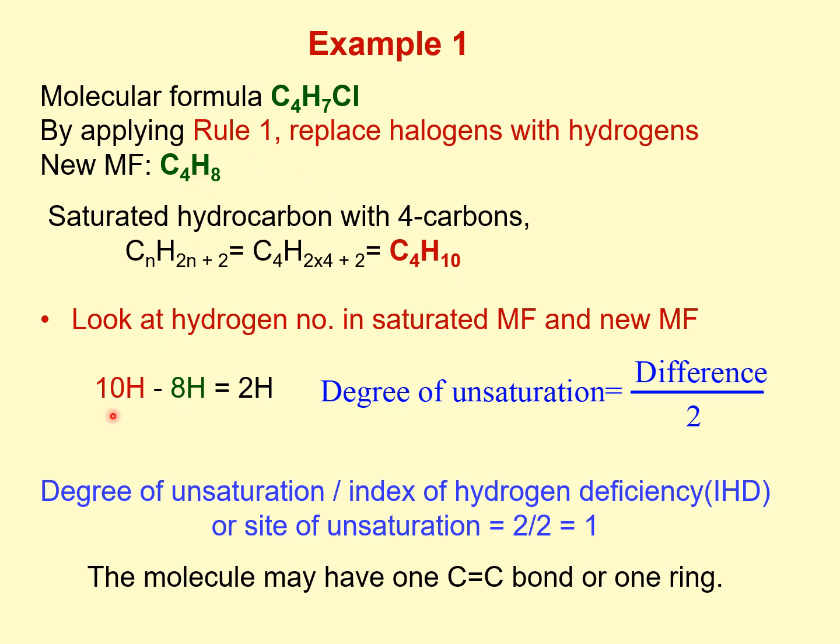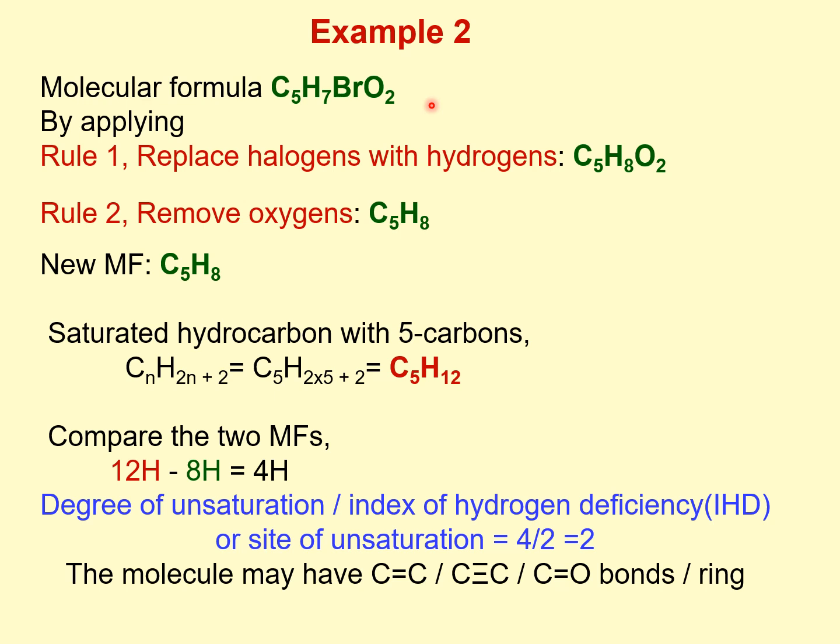The difference between these two numbers will give you the deficiency of hydrogen atoms. Here in this case it is 2. The degree of unsaturation you can calculate simply by taking the difference divided by 2, which gives a degree of unsaturation of 1. The molecule may have one carbon-carbon double bond or one ring.